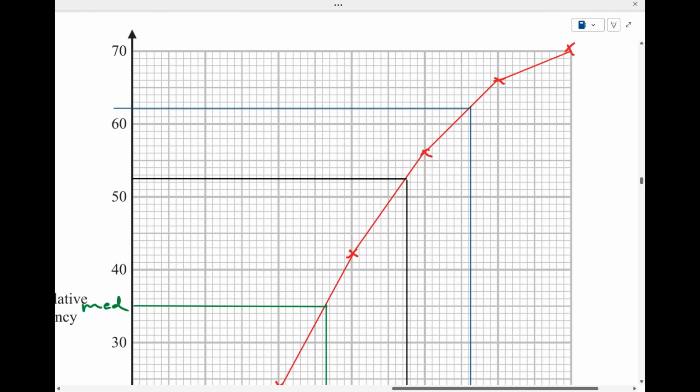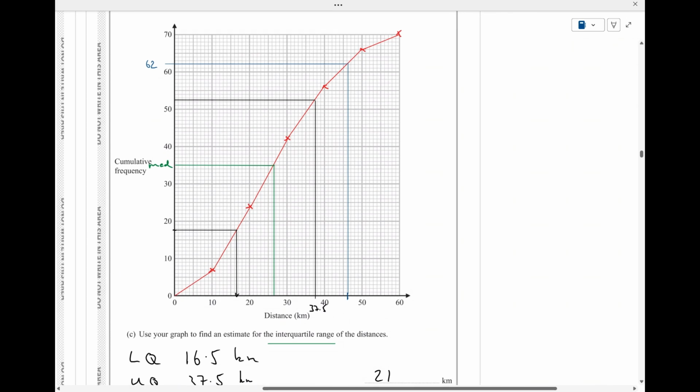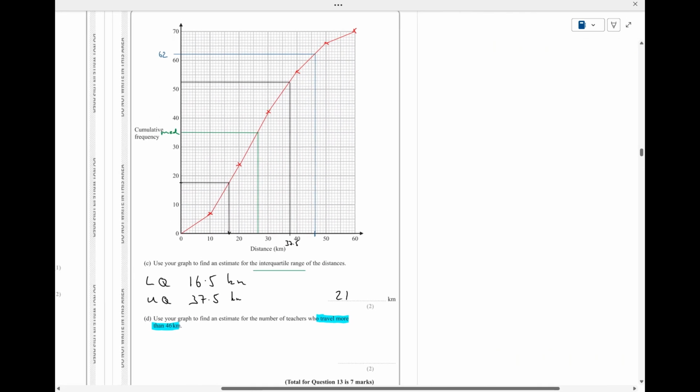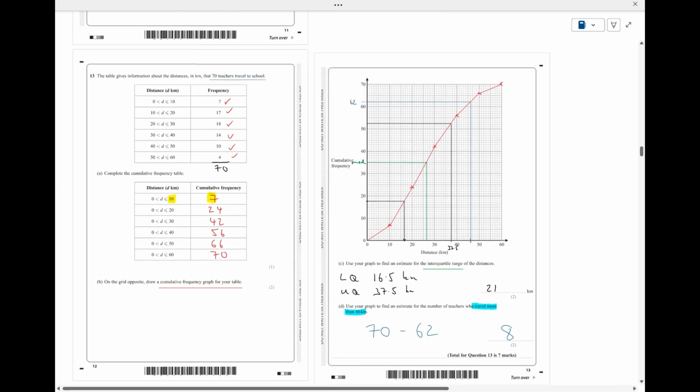There we are. So I have got on my graph 62 teachers travel 46 kilometers or less. So it's going to be the rest of them, 70 minus 62. 8 teachers travel more than 46. And in the mark scheme, it gives you your mark for anything for 6, 7, 8, or 9, again, as long as you used your cumulative frequency graph correctly.